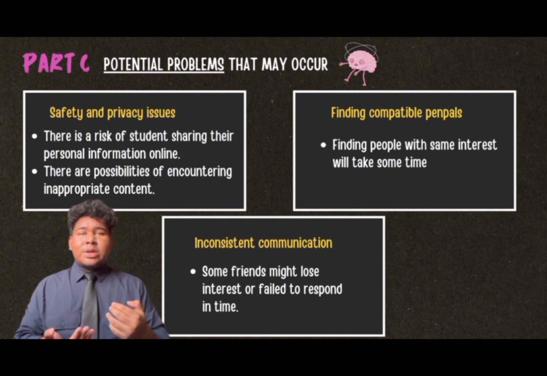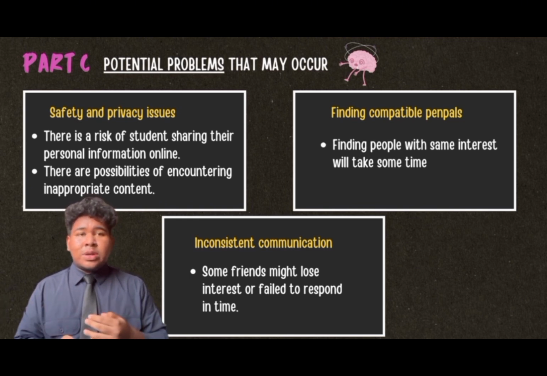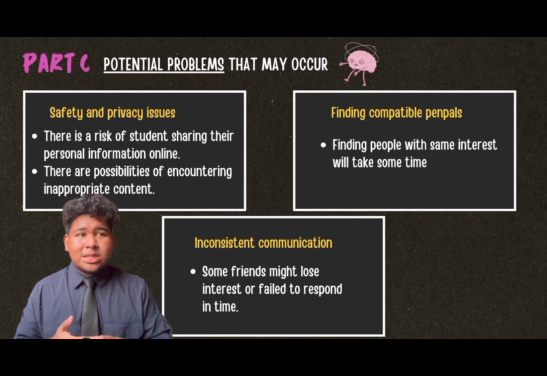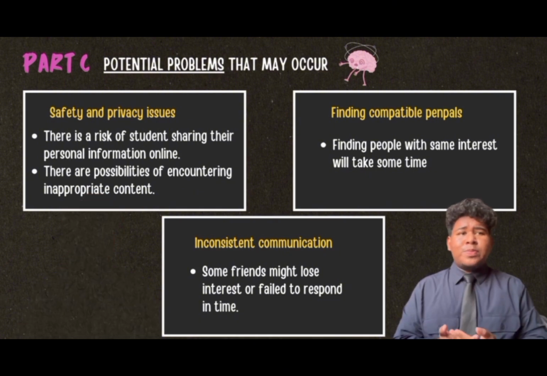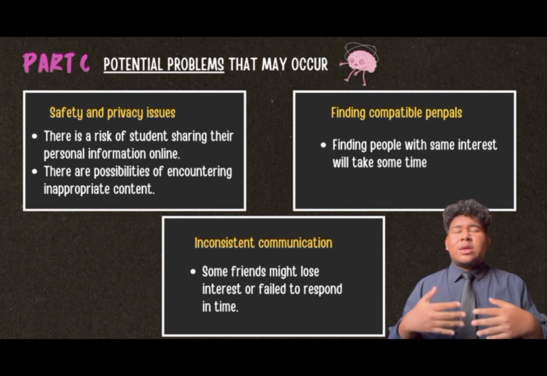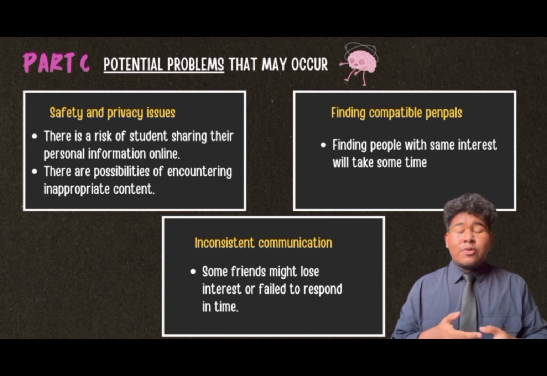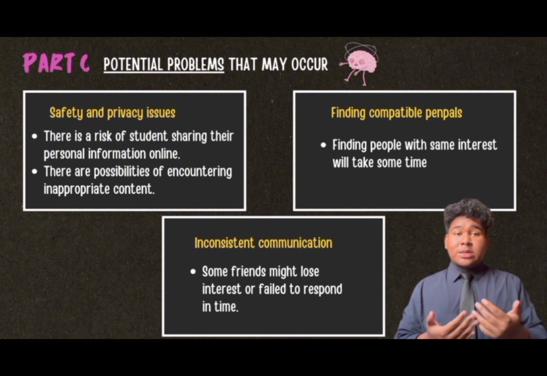There is always a risk of students sharing their personal information such as their house address, email address, and anything else. They might not know that they are sharing their own personal information with strangers, and it could lead to identity theft. Our second problem will be finding compatible partners or pen pals, because finding people with the same interest as us is going to take some time. Not everyone will have the same interest as us.